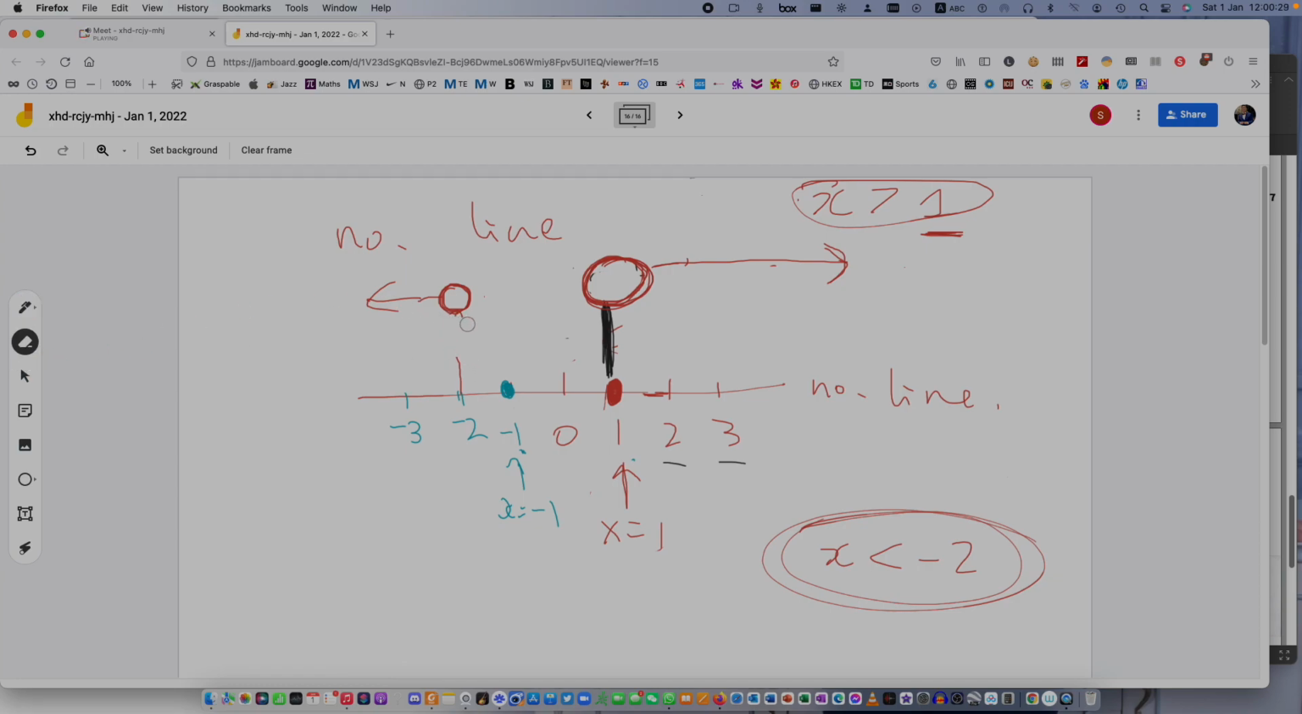Of course you don't need this one. So this whole thing is x smaller than negative 2. Are you clear? That's how you represent it. Final question.